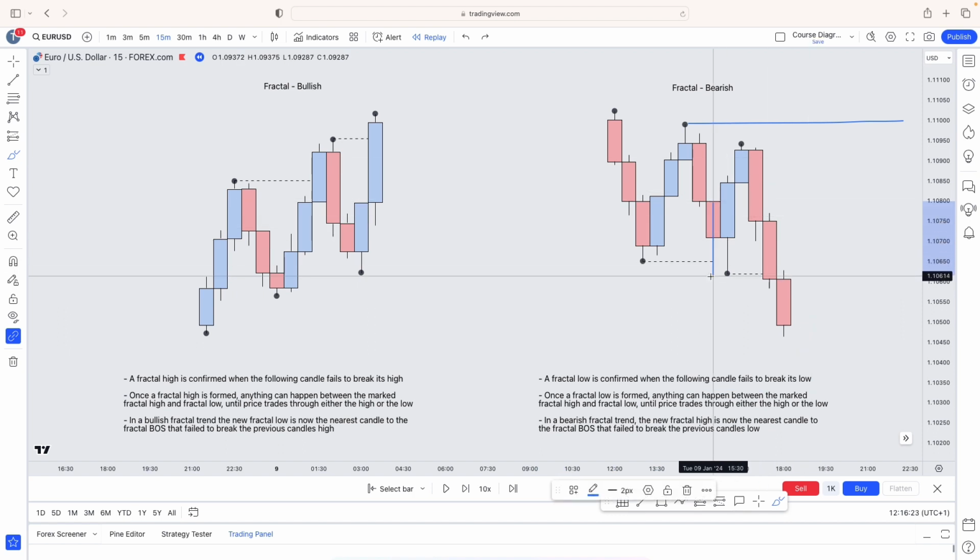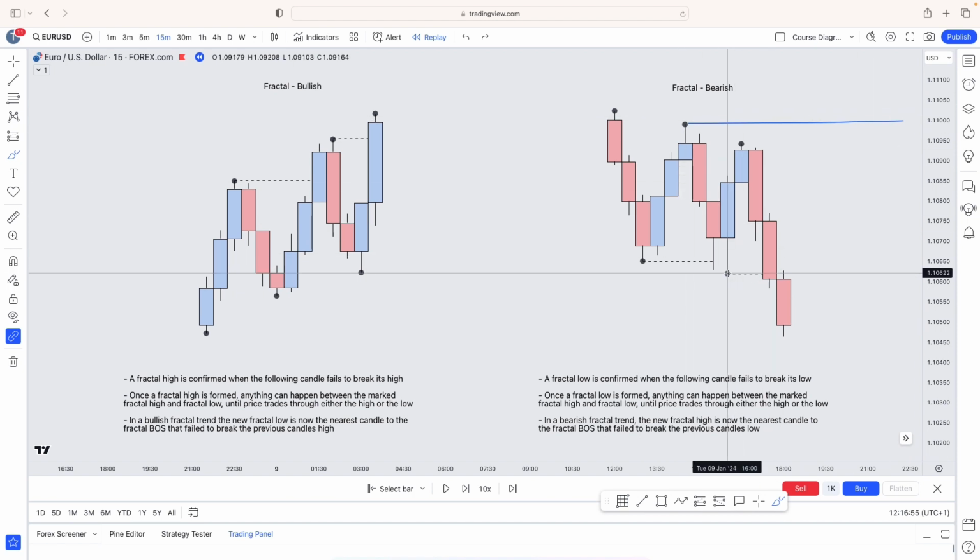So if we look at this red candle here, does the following candle fail to break its low? No, right? Because this following candle trades below this red candle. So the red candle is not the fractal low. We then move on to this candle, this blue candle. Does the following candle fail to break its low? Well, the following candle trades to here, right? And it fails to break this candle's low, okay? The following candle fails to break this low. And therefore, this is then mapped on as our new fractal low, okay?